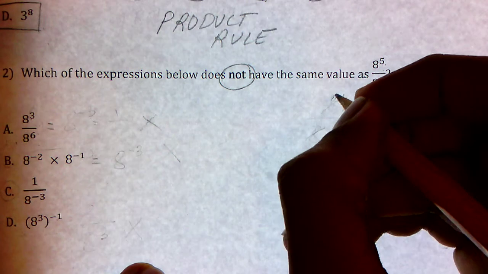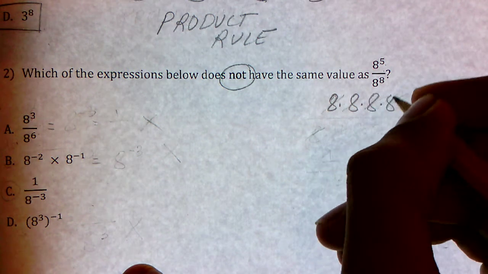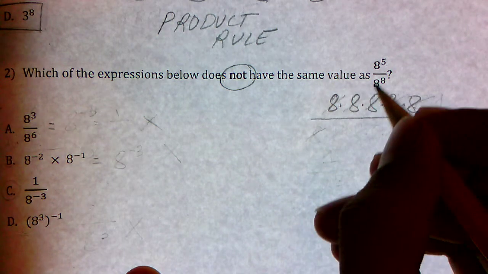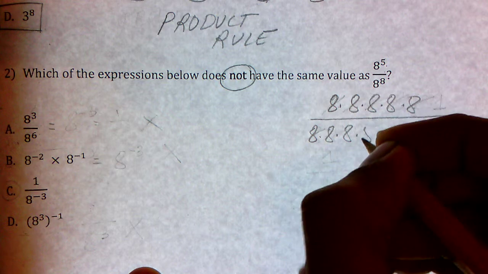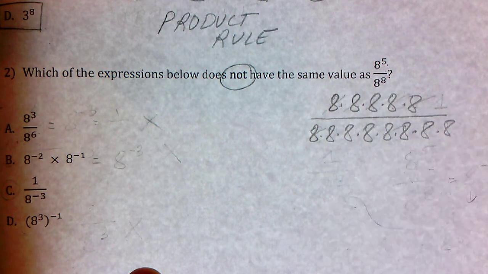We can expand once again. In our numerator, we have 8 times itself 5 times: 1, 2, 3, 4, 5. In the denominator, we have 8 times itself 8 times: 1, 2, 3, 4, 5, 6, 7, 8.